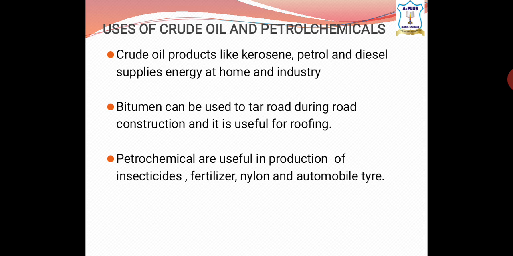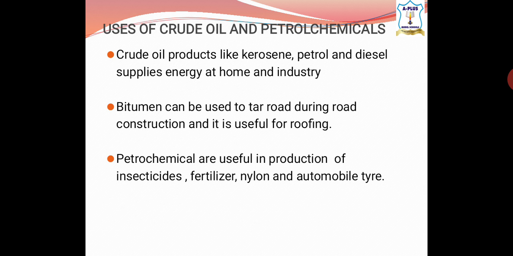Now let's see the uses of crude oil and petrochemicals. Crude oil products like kerosene, petrol, and diesel supply energy at home and in industry. Yes, we use kerosene to cook in our houses. Petrol we use to move our engines, to operate our generators, and to operate our grinding machines. We use petrol to operate most of the machines that we use. We use diesel to operate our generators. It runs some trucks too.